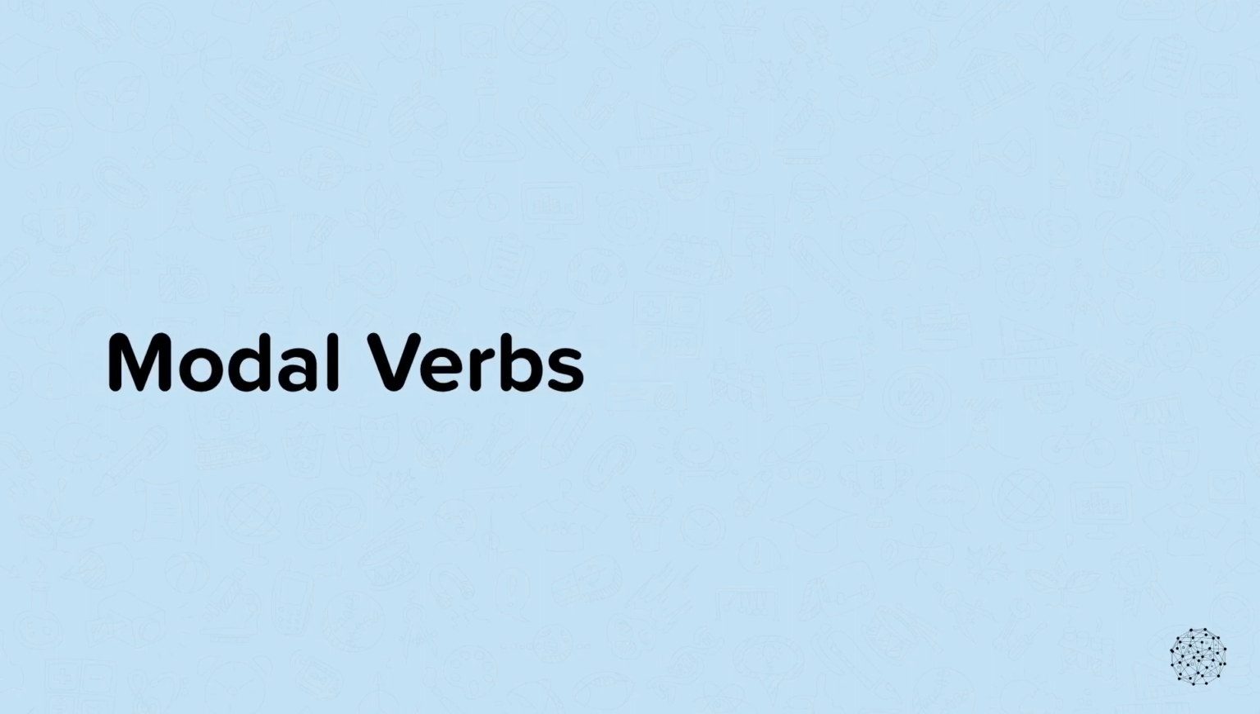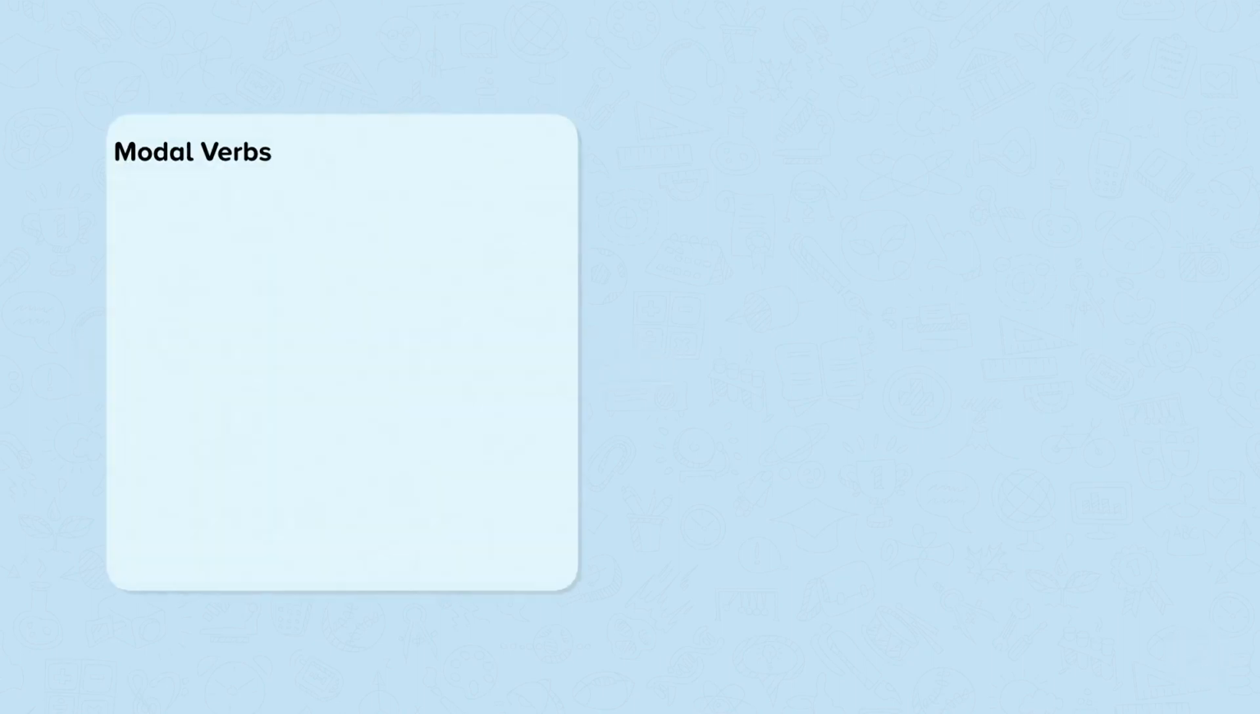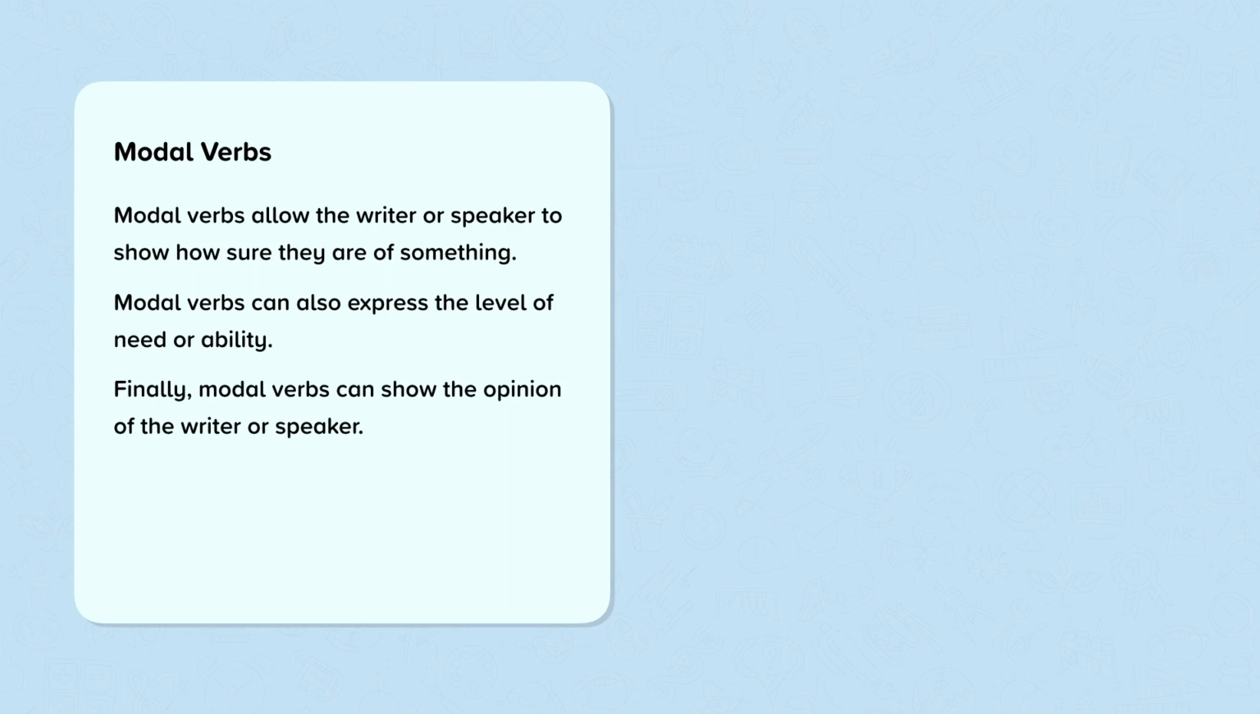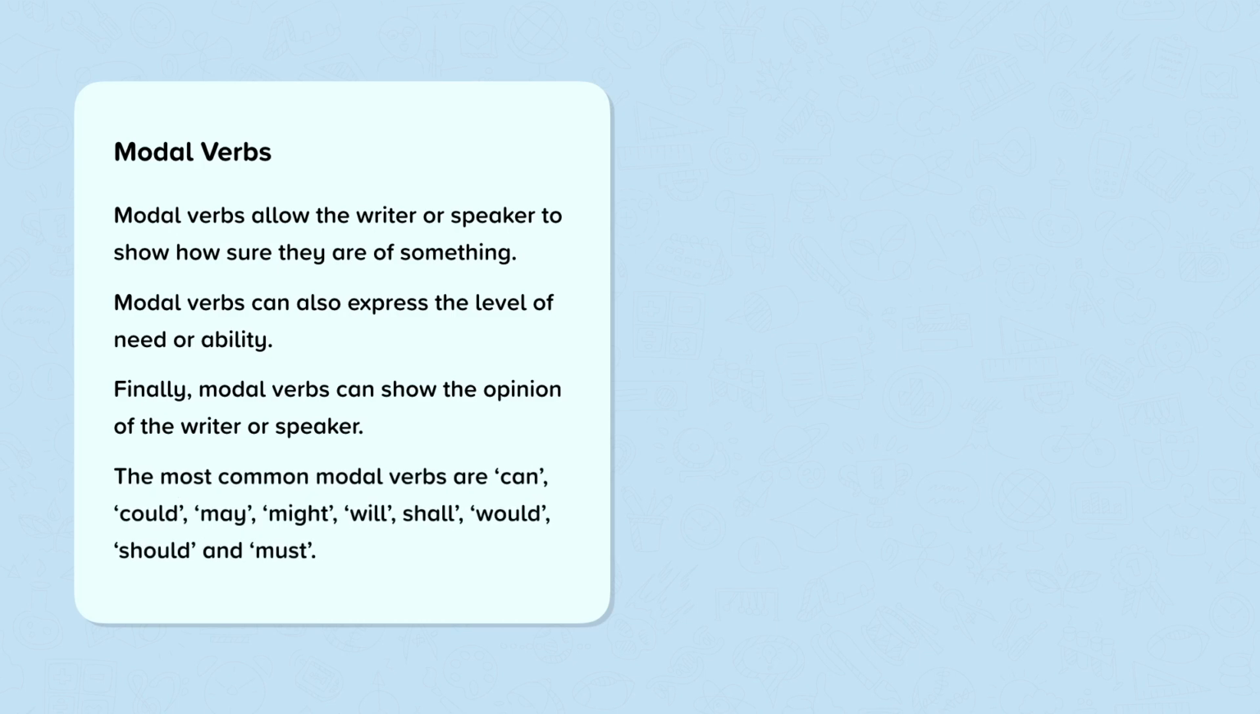Modal verbs. Modal verbs allow the reader or speaker to show how sure they are of something. Modal verbs can also express the level of need or ability. Finally, modal verbs can show the opinion of the writer or speaker. The most common modal verbs are can, could, may, might, will, shall, would, should, and must.